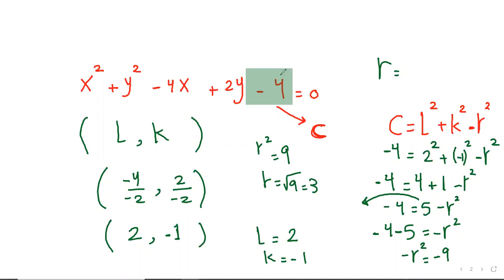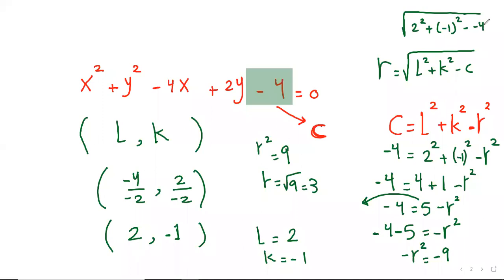And we can use directly the rule of the radius, which is, if you remember, R equals the square root of L to the power of 2 plus K to the power of 2 minus C, and find the length in one step. So R equals the square root of 2 to the power of 2 plus negative 1 to the power of 2 minus negative 4. It will be the square root of 9, which is 3. Let's go to the next one.